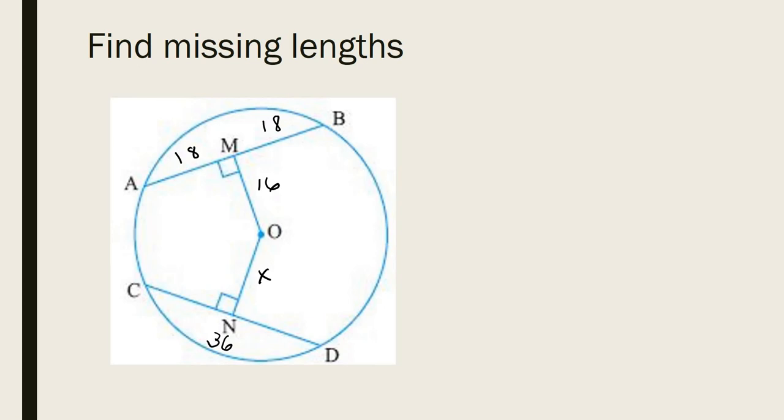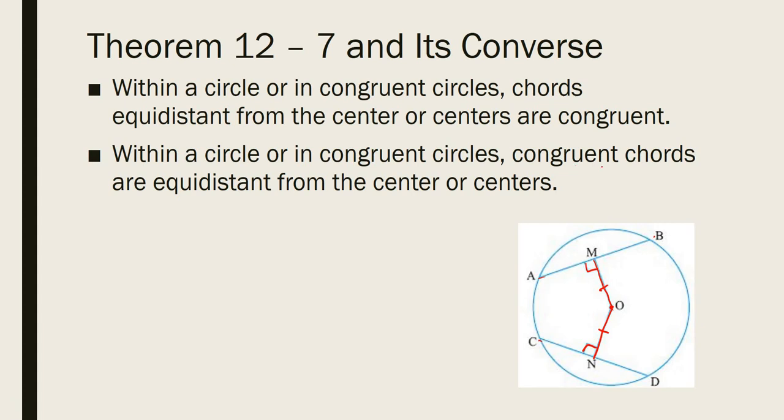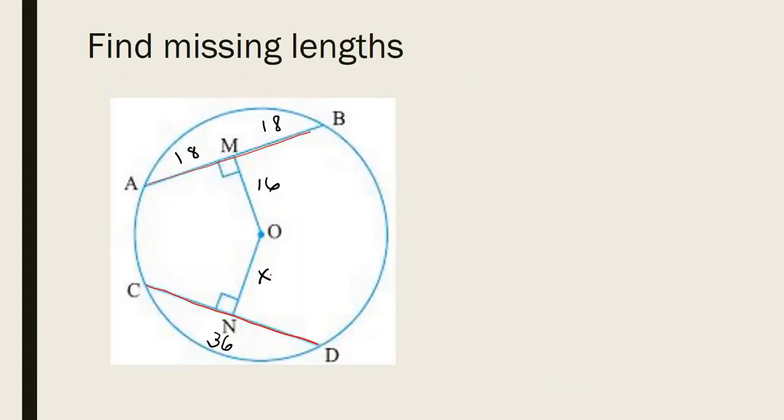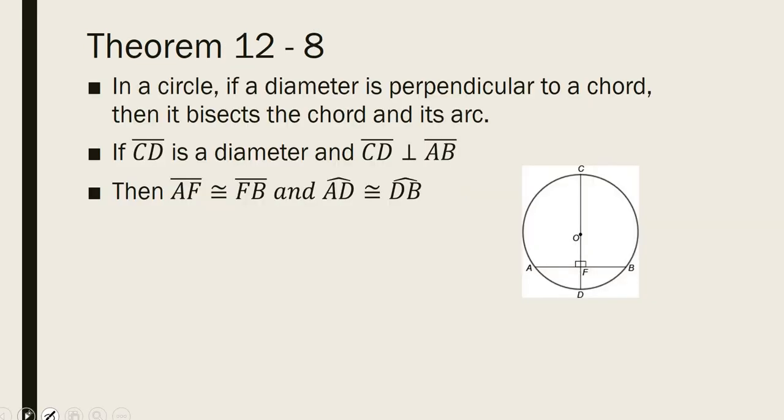So here's a circle. I know, because of the measurements, that this chord equals this chord. Therefore, by theorem 12.7's converse, the one we looked at last, congruent chords are equidistant from the center. Okay? So if these chords are congruent, they have to be equidistant from the center. Therefore, I know that x also equals 16. So pretty simple math, but looking at what we know based on our theorems.